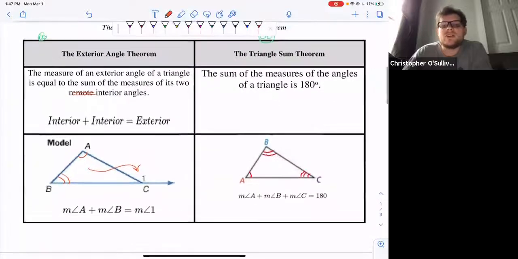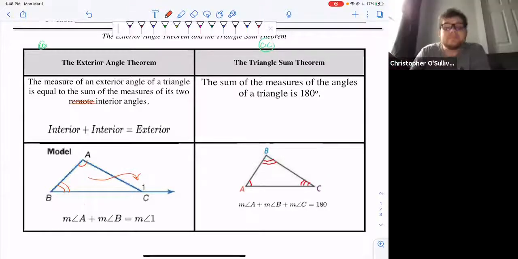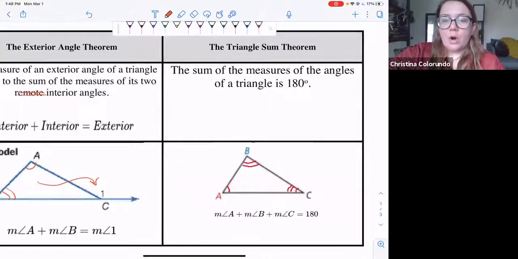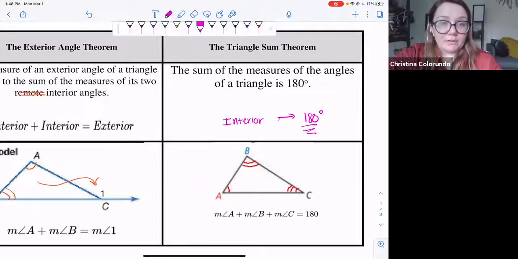Miss C, do you want to introduce the triangle sum theorem? Yes. The triangle sum theorem, as you might remember it, is: the sum of the measures of the angles of a triangle equals 180 degrees. What that means is that the interior angles of the triangle always add up to equal 180 degrees. When you are using the triangle sum theorem, you may find that your angles are defined, except there may be a variable involved, and you have to solve for the variable.